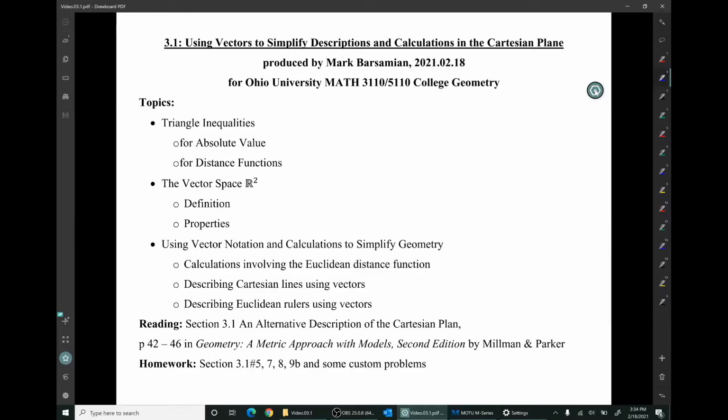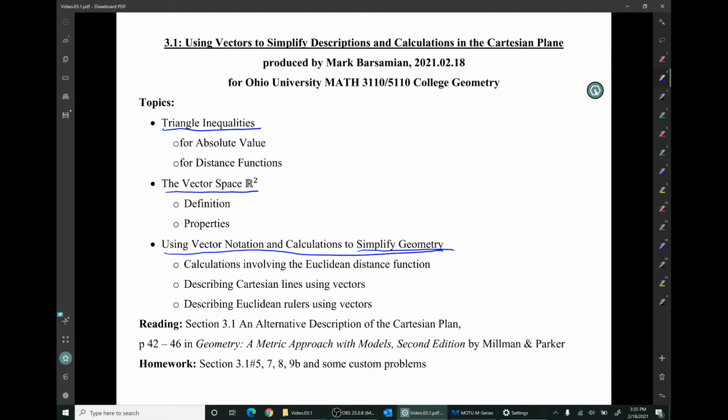In this video, I'll be discussing using vectors to simplify notation and calculations in the Cartesian plane. This video is produced for Ohio University Math 3110-5110, College Geometry. The topics that I'll be discussing in the video are triangle inequalities, the vector space R2, and using vector notation and calculations to simplify geometry.